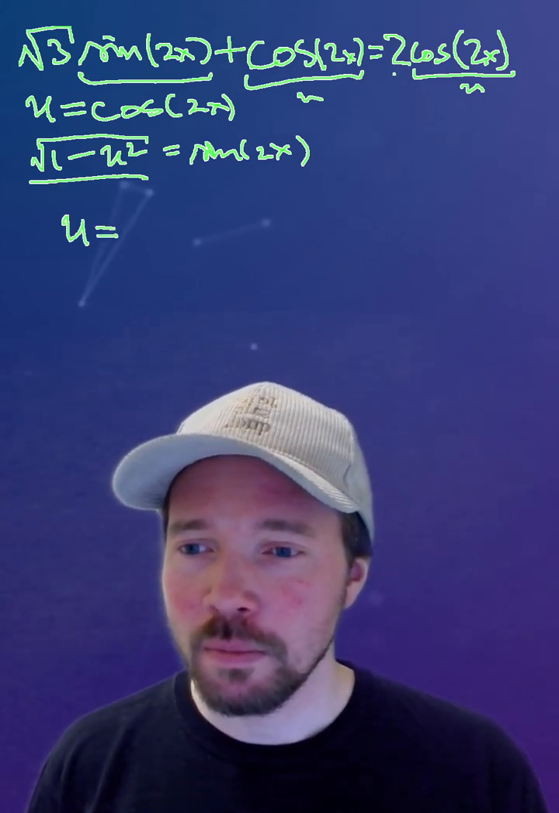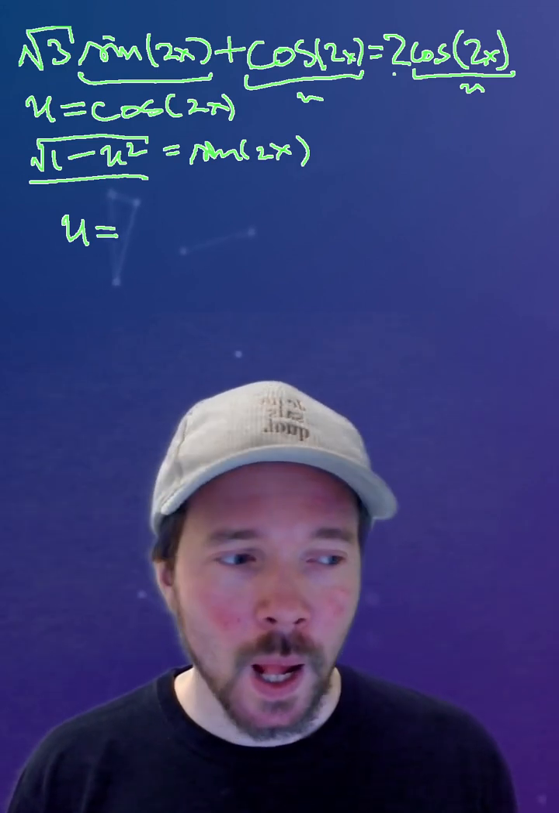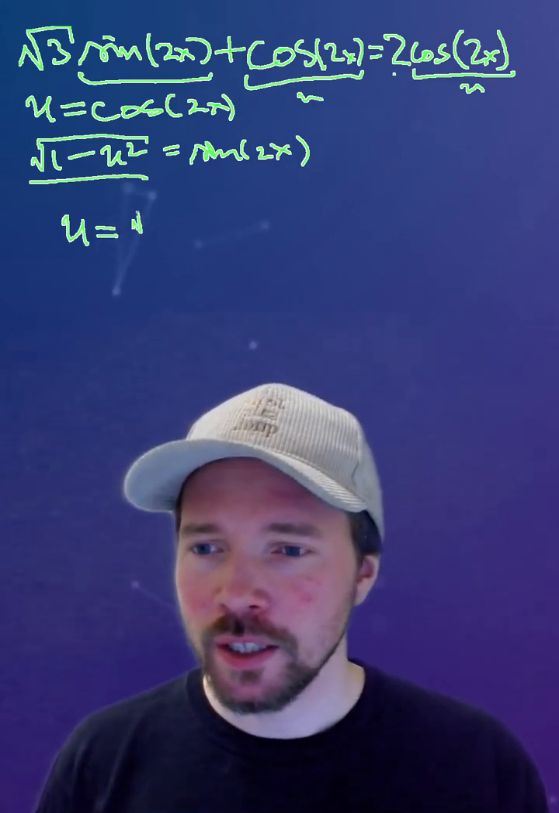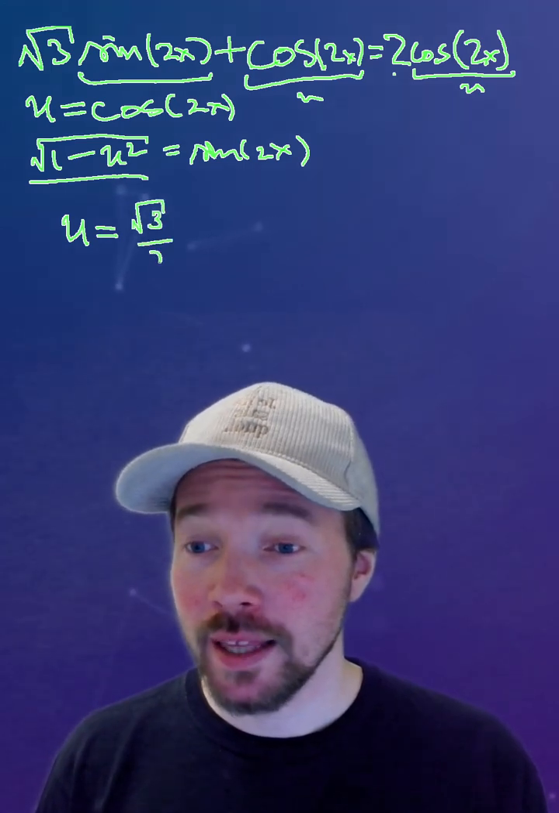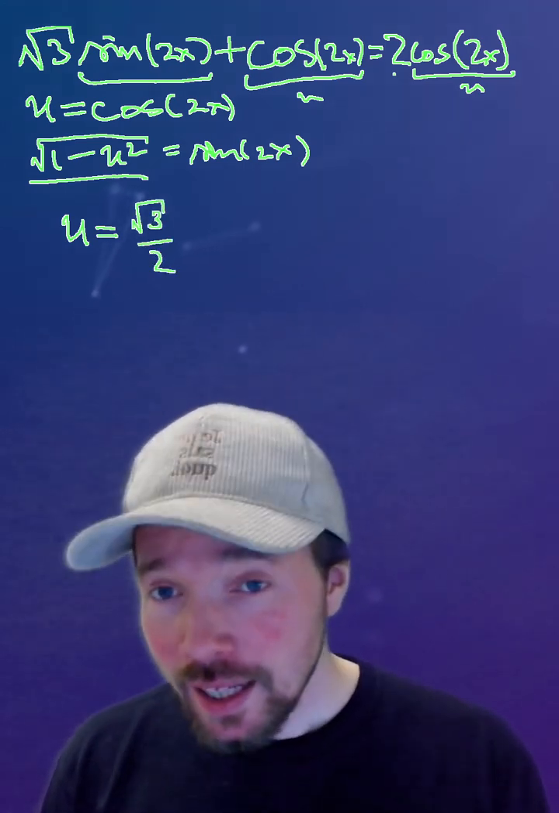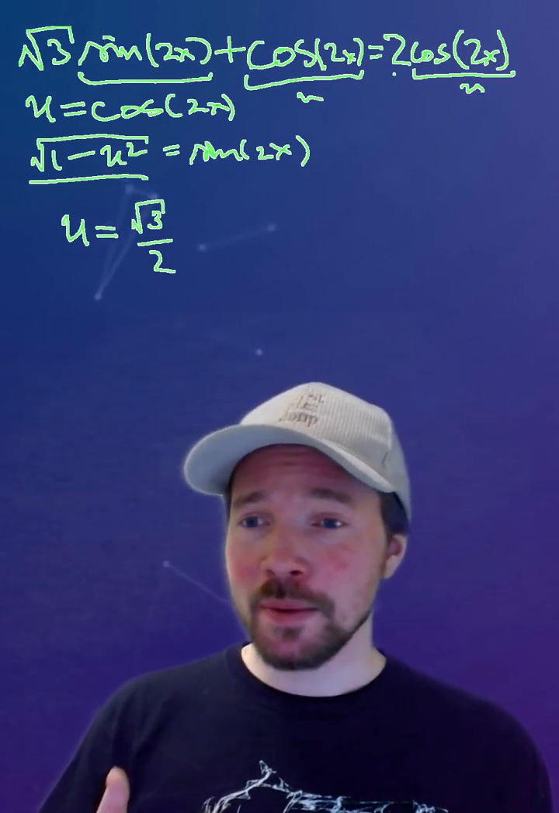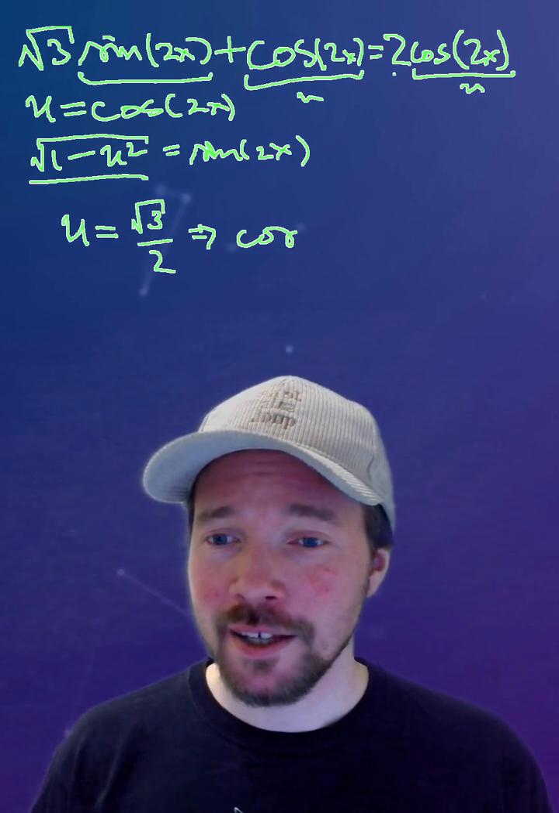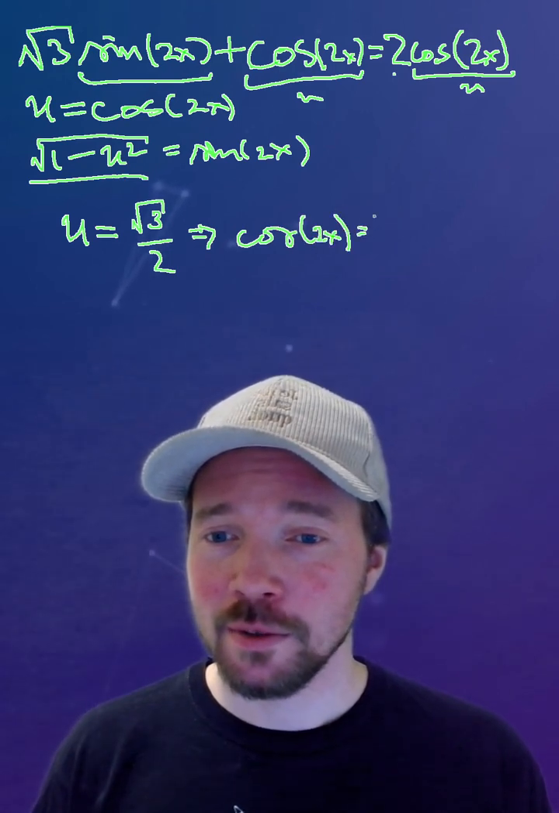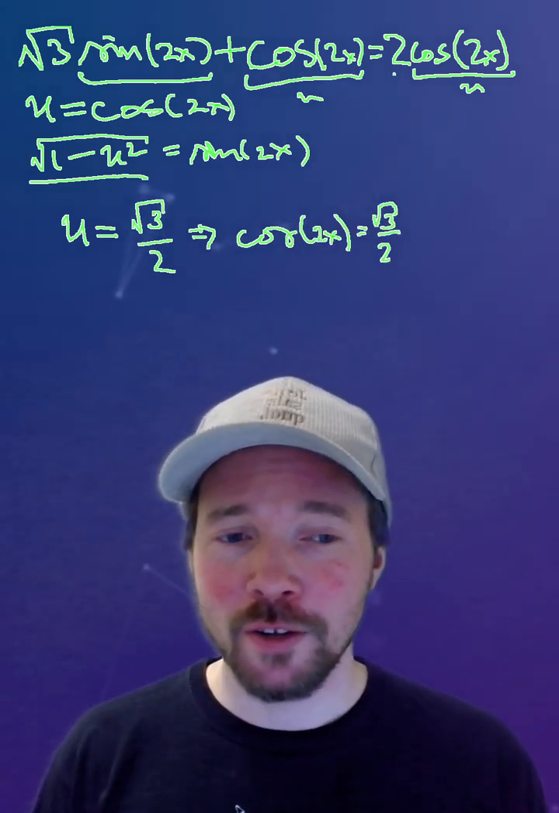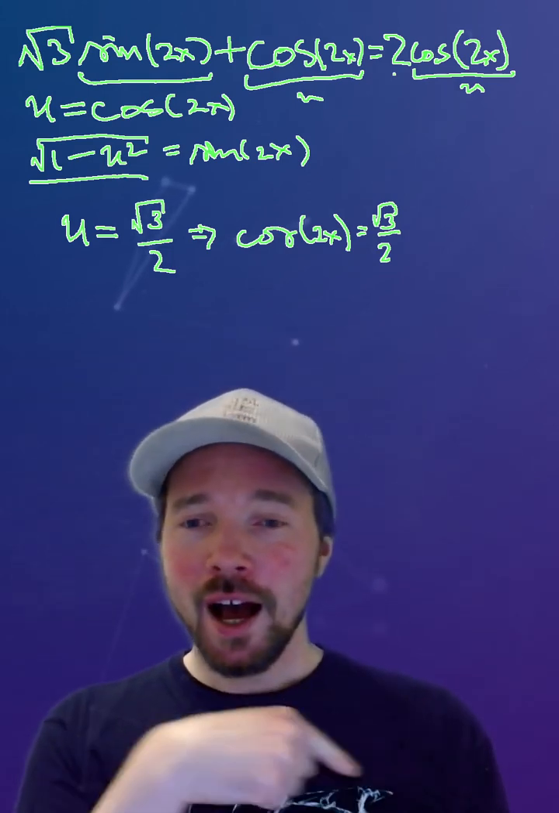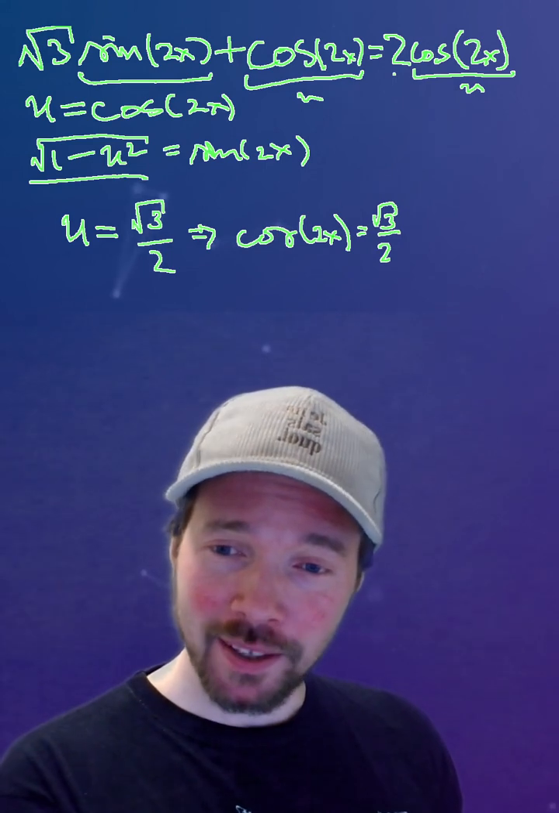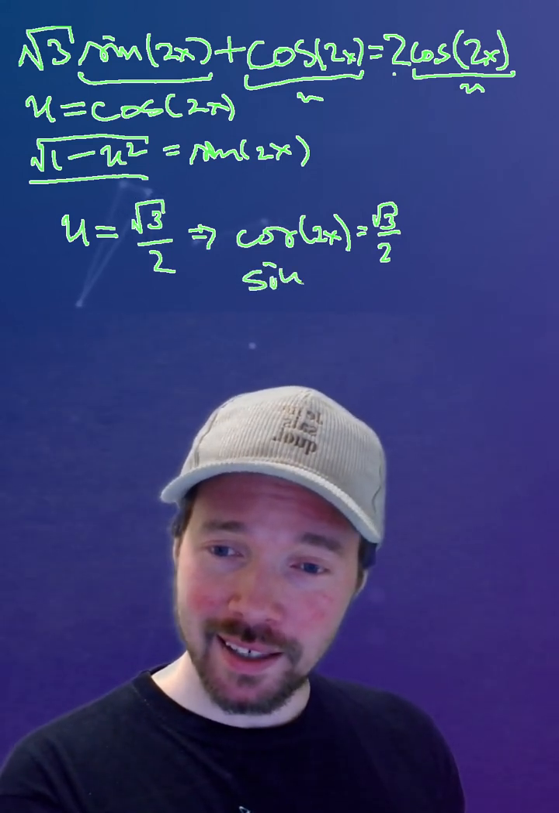that u must equal square root of 3 divided by 2, and that's all fine. And then by substituting back, we get that cosine 2x equals square root of 3 divided by 2, and then we could solve it. But when I made a mistake in my video, at this point, I said sine instead of cosine.